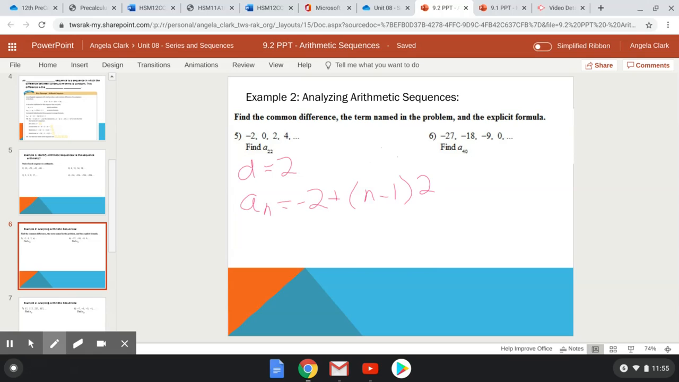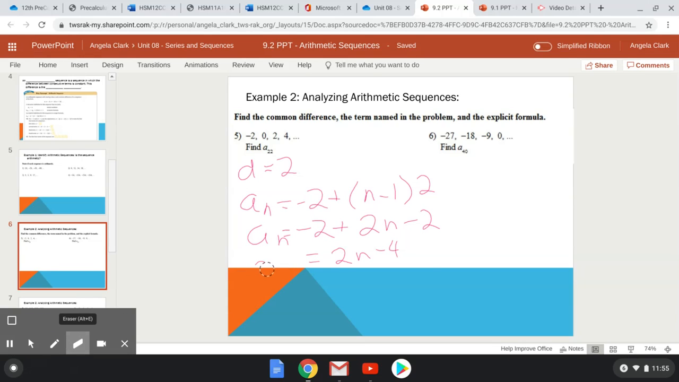So now we can simplify this. So we're going to distribute the 2. And then we can combine like terms. So we get AN equals 2n minus 4. So that's our explicit formula. This is our common difference.